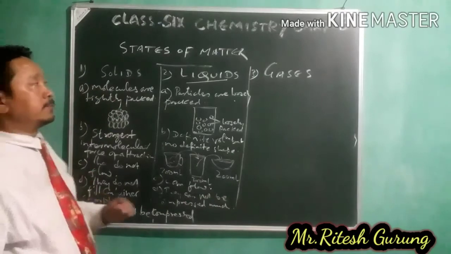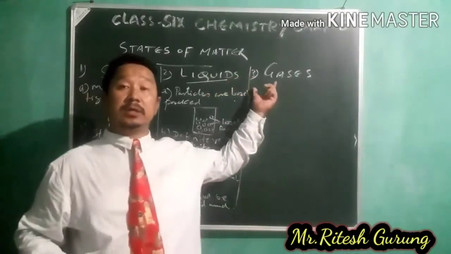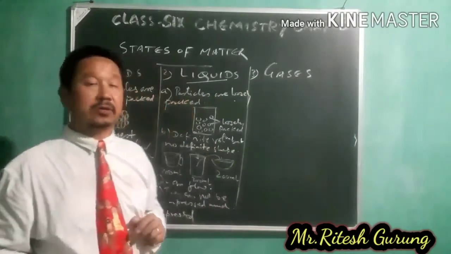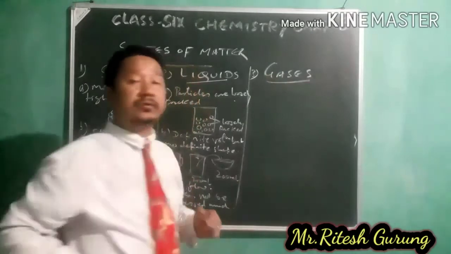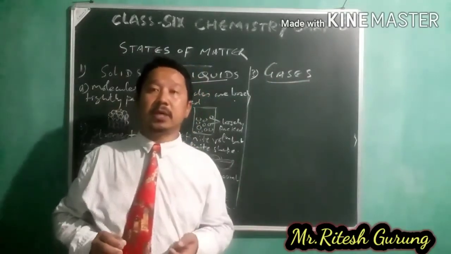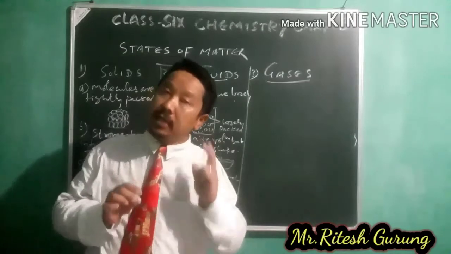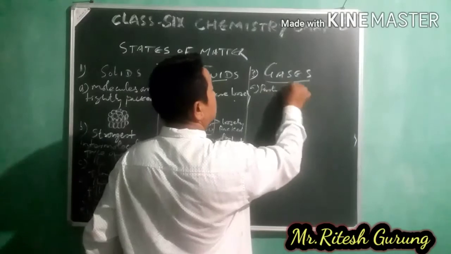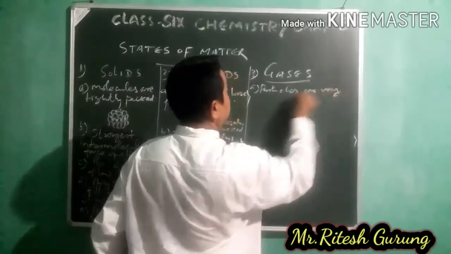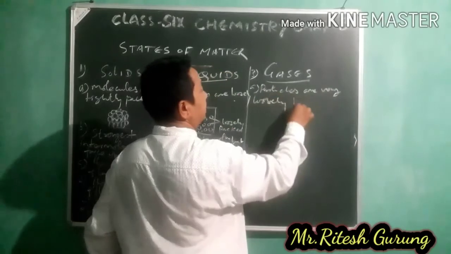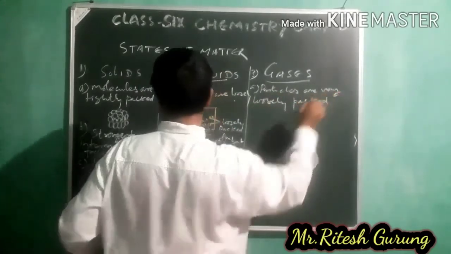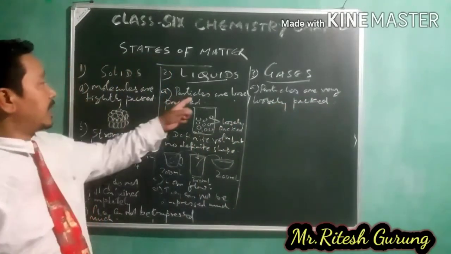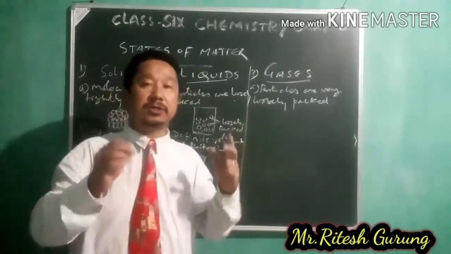Then we go to the last state of matter, that is gas or the gaseous state. In the gaseous state, you see the arrangement of particles. Here the particles are very loosely packed. In solids the particles are tightly packed, in liquids loosely packed, but here very loosely packed.